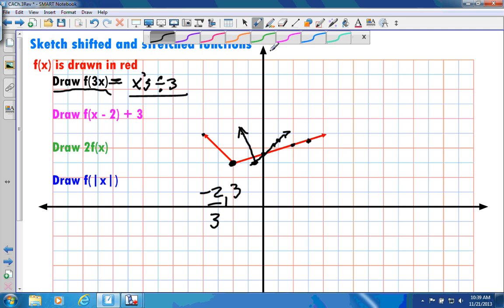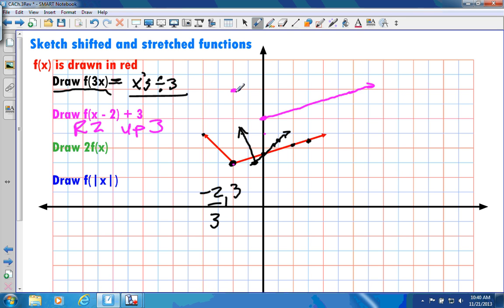Okay, so our second one, what's happening to it? Okay, it's going to go right 2 and up 3. So this point is going right 2 and up 3. And that coordinate is going right 2 and up 3. And this point is going right 2 and up 3. And so that is how that one will look.